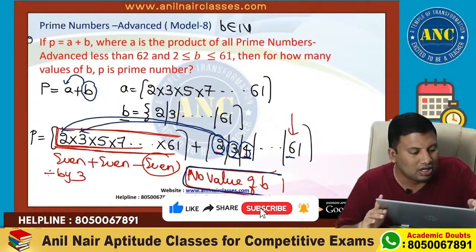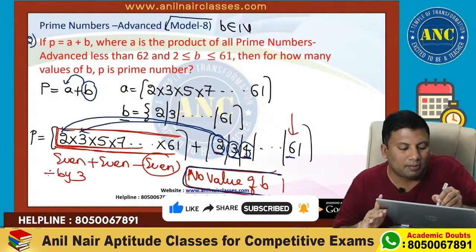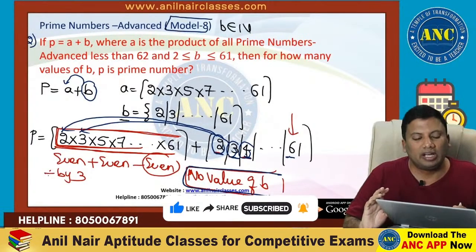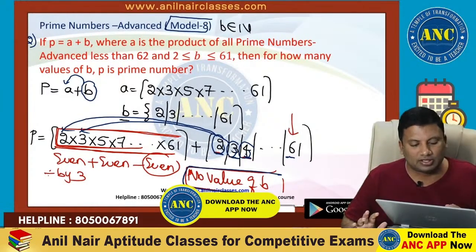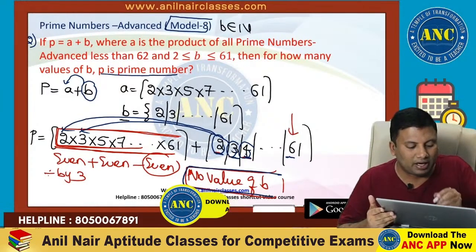Good question. Question number 2. We are in model number 8, models only on prime numbers. How many values of B such that P is a prime number? 0 values.